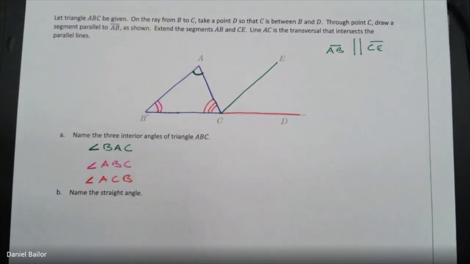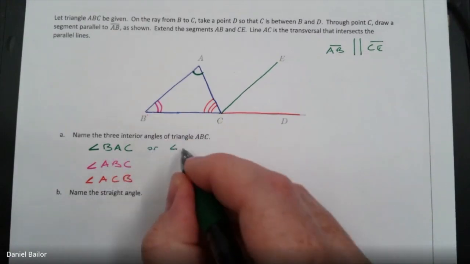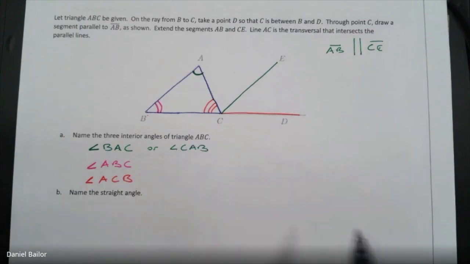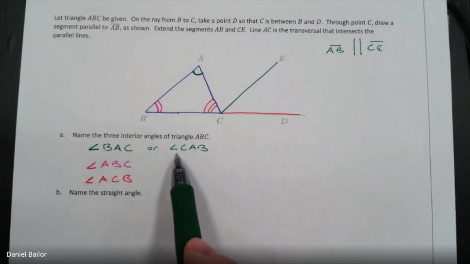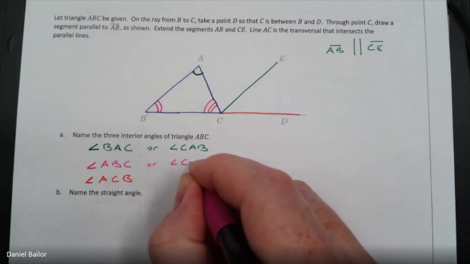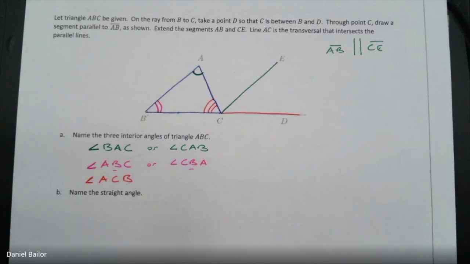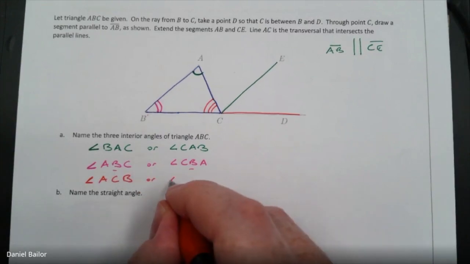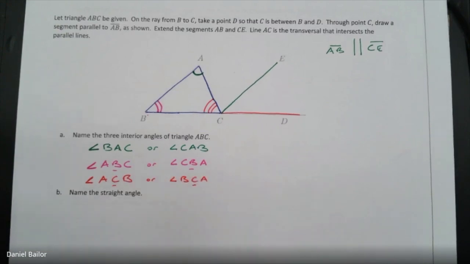Now you are allowed to switch it up. So like for the green angle, I could do angle CAB. The important part is that A is in the middle. I can write it backwards. So for the pink angle, I could do angle CBA because the important part is that the B is in the middle. And for the red angle, I could do angle BCA because the important part is that C is in the middle. So that's all you had to do for part A, was just name the angles.